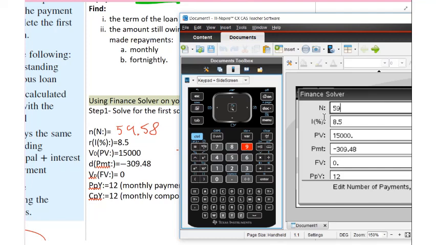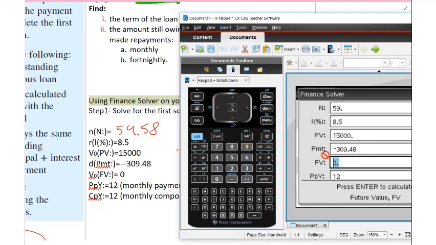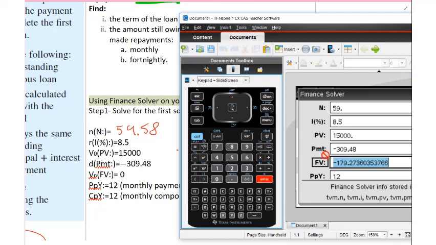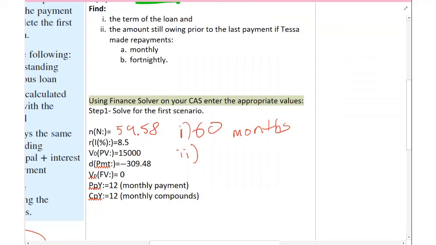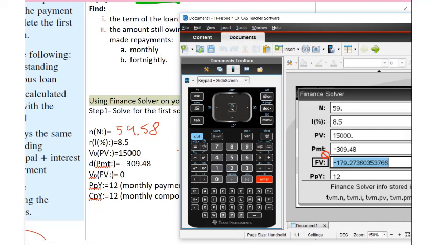Okay, so 59 payments there. All right, so I want to look at the amount still owing. The payment stays the same, but my FV is what's changing. So I go enter, and it says $179.27.